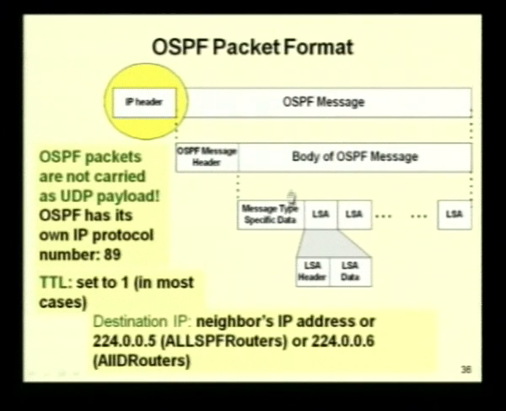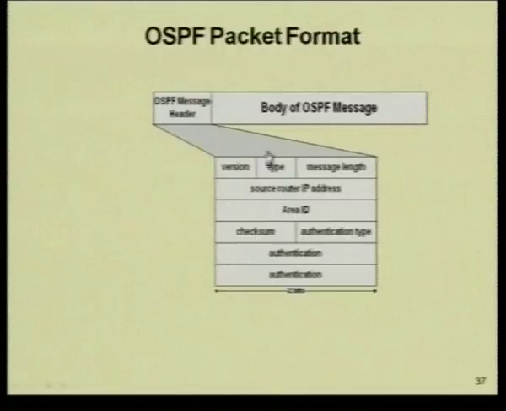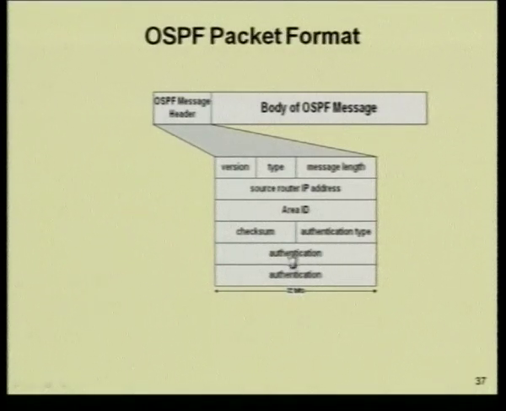The body of the OSPF message consists of the message type, what specific data is being carried, followed by LSAs. Now, a link state advertisement again will have an LSA header and LSA data, right. So, this is the OSPF message. If you look at the OSPF message header, it consists of a version, type field, message length, source router IP address, area ID, a checksum, authentication type followed by authentication information. Remember that we just said that OSPF supports authentication. So, the type of authentication is specified in this particular field, and the information for authentication.